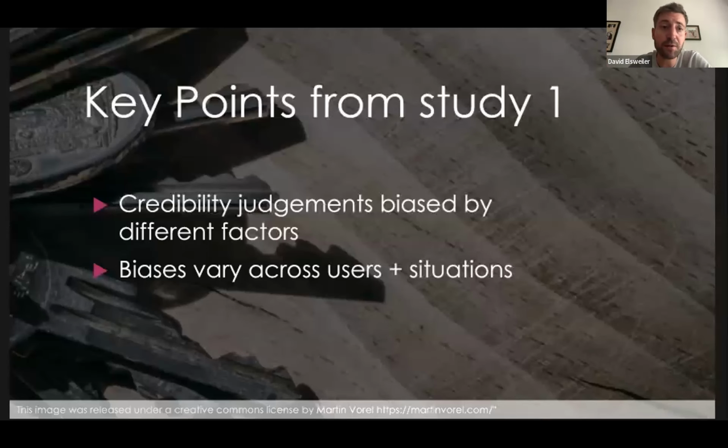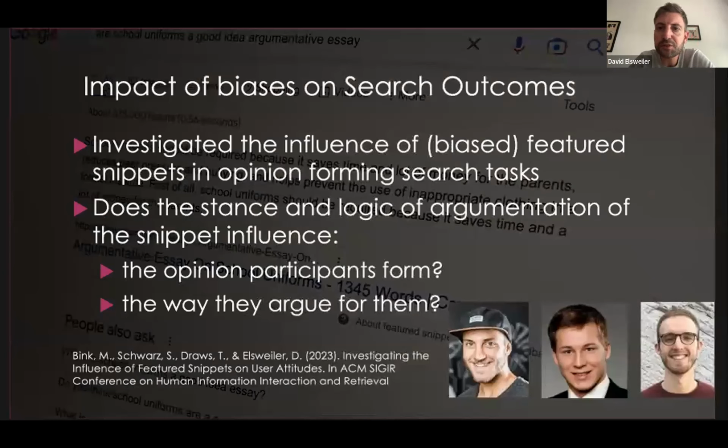So the key points from that first study were that credibility judgments are biased by lots of different factors, and that the biases vary across users and situations. So let's look at a second study.